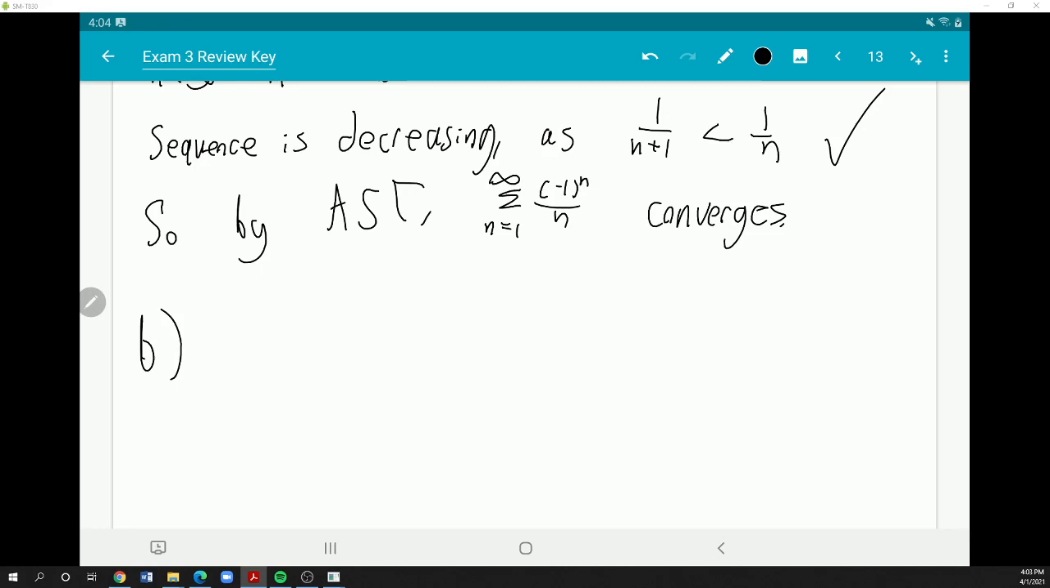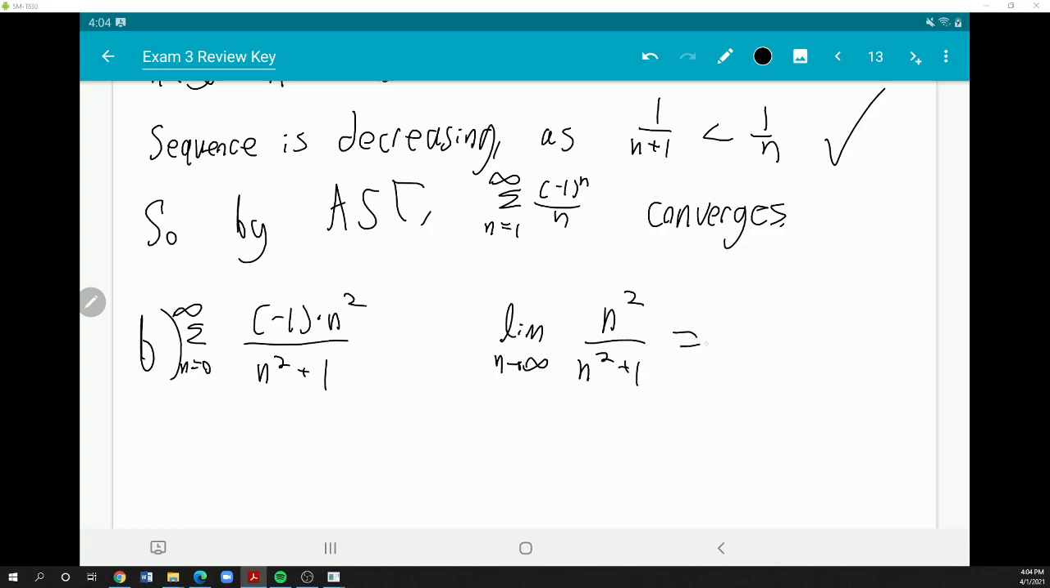Part B, minus 1 to the n times n squared, sum n equals 0 to infinity is fine here, over n squared plus 1. And I want to look and see, okay, does this converge? So again, I check alternating series. First, I'm going to check if the limit goes to 0, because if it doesn't, then I'm just done immediately. So the limit as n goes to infinity of n squared over n squared plus 1, that's equal to 1. 1 is not equal to 0, so the series diverges.